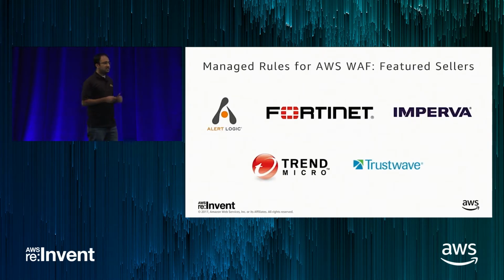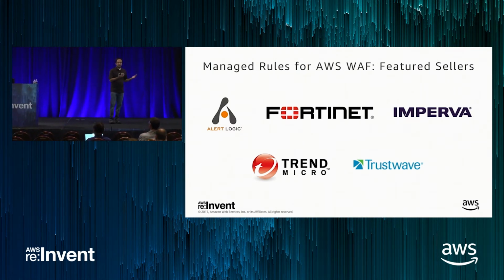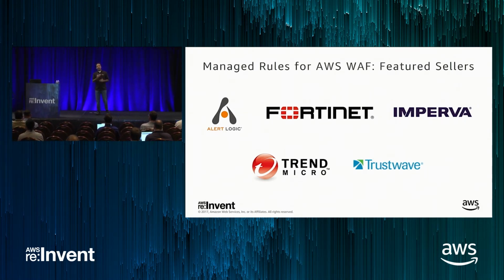And very quickly, these are the featured sellers that are available on AWS WAF managed rules today. We have AlertLogic, Fortinet, Imperva, Trend Micro, TrustWave, and each of these vendors have multiple products. Some of them have products specific to, say, WordPress and CMS rules. And you can also subscribe to bad IP reputations or bad bot reputations. And there are close to 13 different threat products that are available for you to choose from today. So feel free to go to the AWS WAF console. You can discover all of those right now.